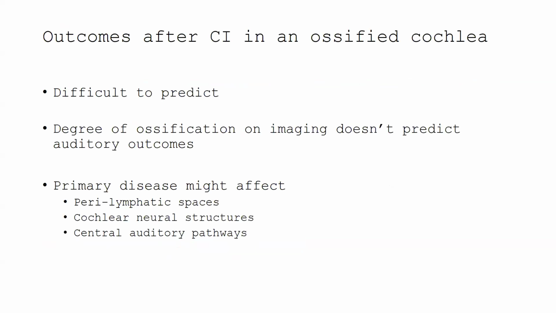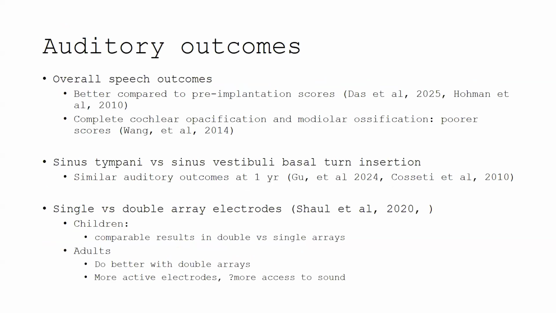The outcomes for CI in an ossified cochlea are usually difficult to predict because the degree of ossification seen on imaging might not predict the auditory outcomes. Many times we are unable to repeat imaging just before surgery, but also it is thought that some of the primary diseases may affect not just the perilymphatic space, but also the cochlear neurostructures and the central auditory pathways. Auditory outcomes are variable, with most papers reporting that a patient who is profoundly deaf will have slightly better outcomes after implantation versus no implantation at all.